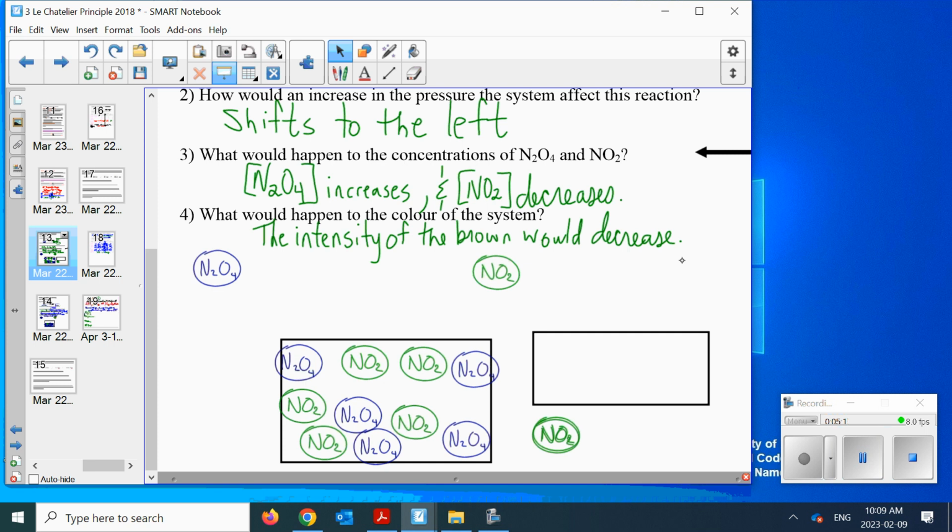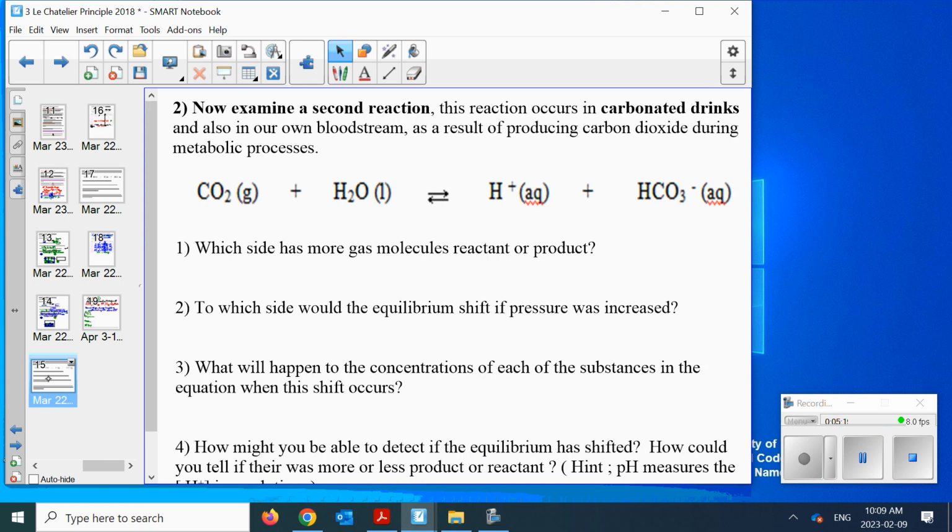Now here's a reaction that you may or may not be familiar with. Carbonated drinks. Also in your bloodstream. Let's think about this. CO2. We call it carbonated because there's CO2. At home, I have one of those pop fizzers, water fizzers, soda streams. CO2 canister. And I'm adding it to the water. But let's just think about a clear drink, not Coke or Pepsi or something. Sprite. 7 Up.